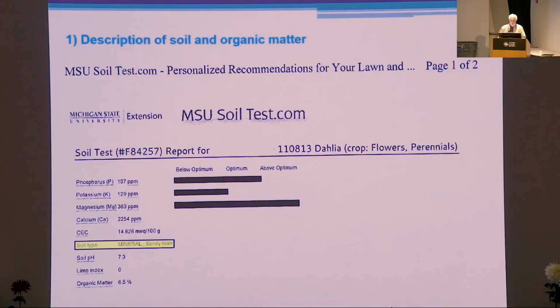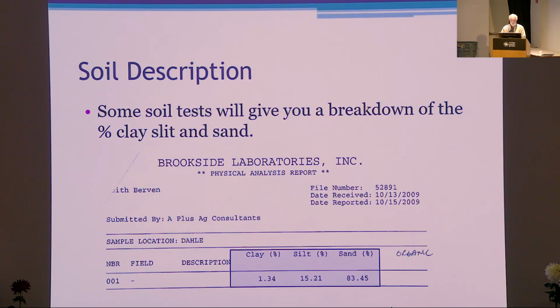All right, so here is a typical soil test, and you can see highlighted there, it shows you the soil type, and it says mineral sandy loam. So mineral in the sense that it doesn't have an overly high amount of organic compounds, but basically it's a sandy loam because it falls in that category of having a certain amount of sand, silt, and clay, and organic matter. And some tests will go as far as to give you the actual breakdown of the amount of clay, silt, and sand, so you get an idea of where those numbers are coming from.